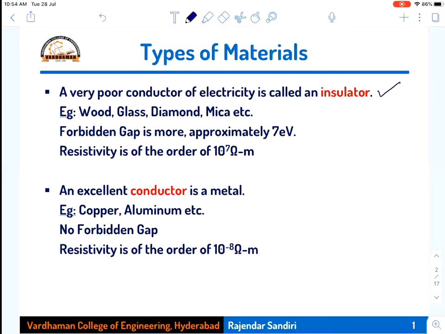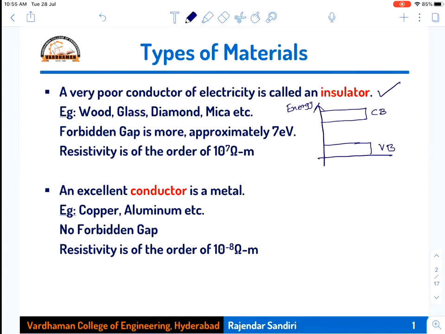So what is the forbidden gap? If you know the energy band diagrams of the materials, there will be a valency band, represented by VB, with energy states, and then a conduction band here. So this is the energy band diagram where you have a valency band and a conduction band.